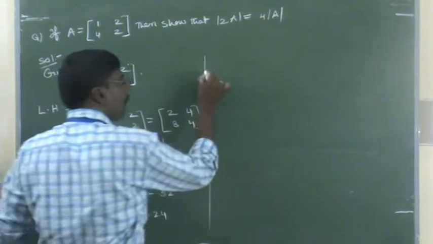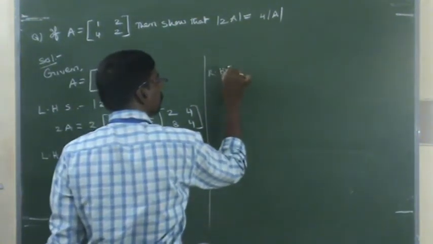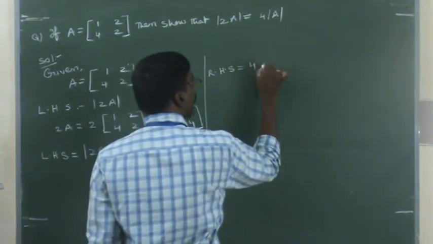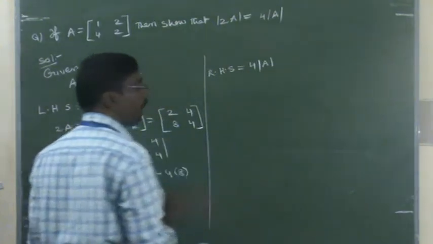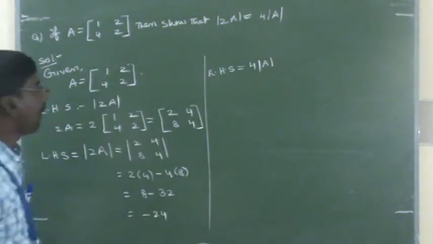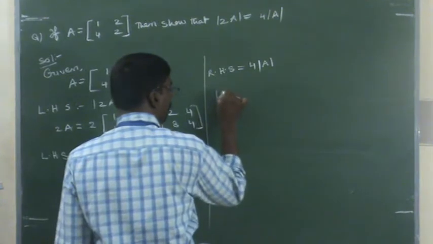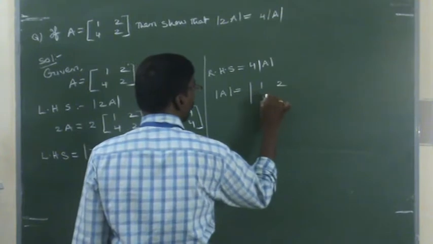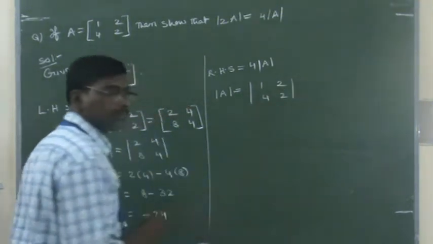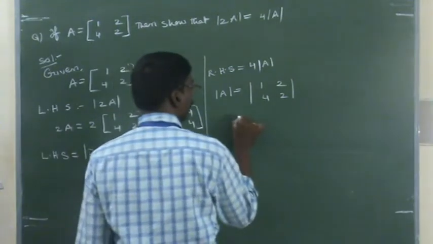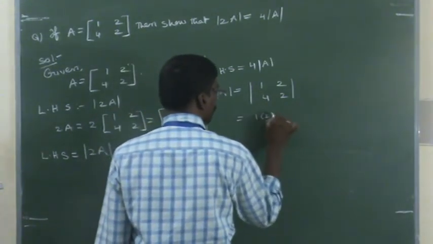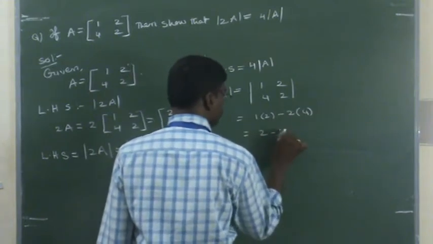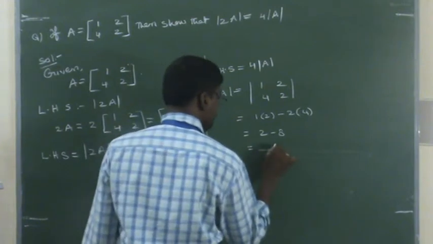Then coming to the value of RHS. We need to calculate 4 times the determinant of A. First we can find the determinant of A. Determinant of 1, 2, 4, 2. So we can simplify. 1 into 2 minus 2 into 4, 2 minus 8, minus 6.